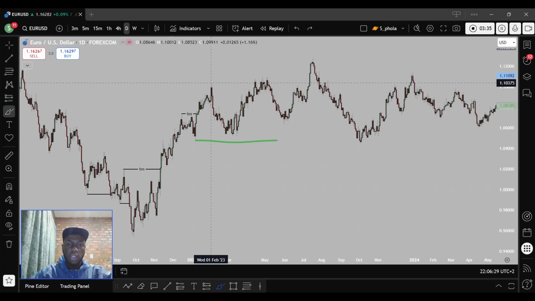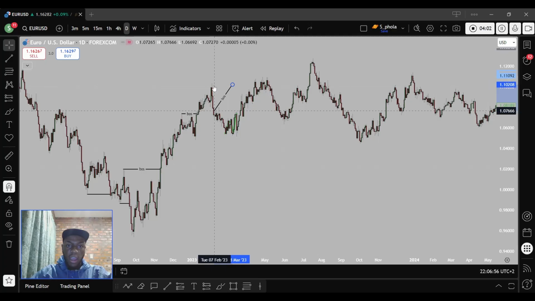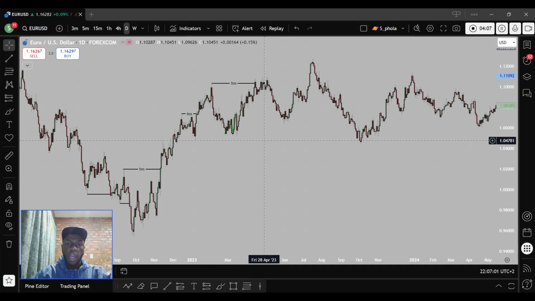So currently, in this case, we were within this swing structure here, with this being a higher low and this being a higher high. Price gave us a pullback, and after that, what did it do? Price in the internal switched bullish, then gave us a break of that higher high. You understand?